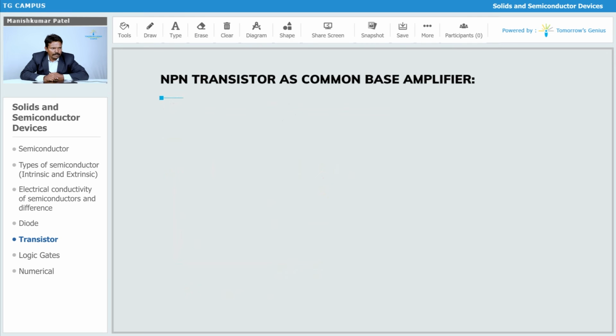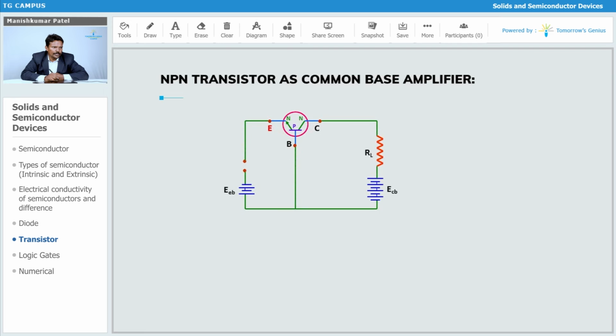Now, the NPN transistor as a common base. This is how we can use the NPN transistor as a common base, with the different terminals connected, the one which we have shown already. This is how the electron current flows and the circuit completes. So this is how you will get an amplified signal at the output terminal, whose voltage is greater.